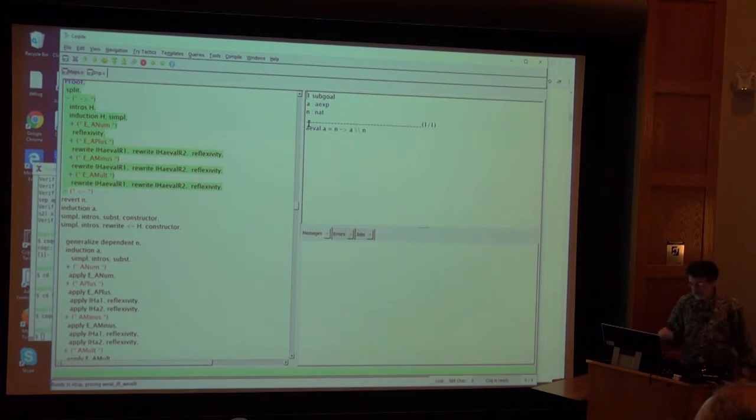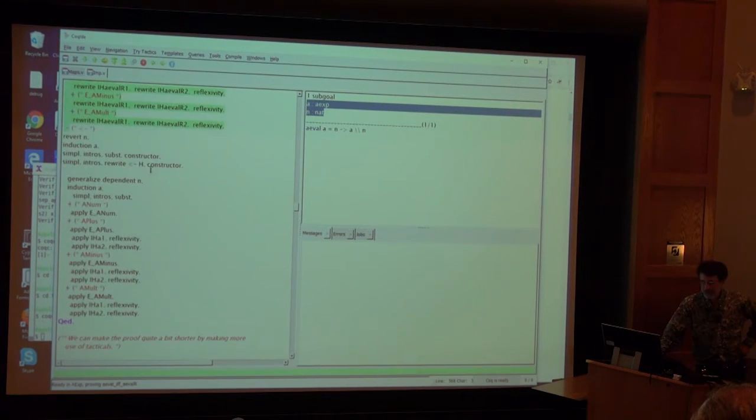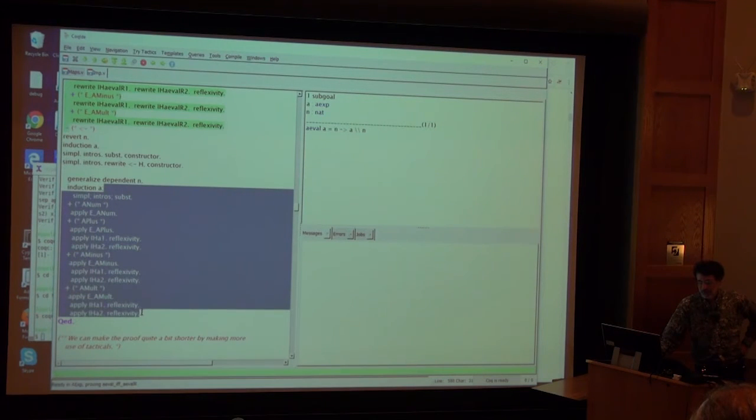Okay, but this is a very common pattern. If you have two variables above the line and you're doing induction on one of them, think about whether you need to generalize by the other. Okay, and once you do that, the proof goes through quite easily.